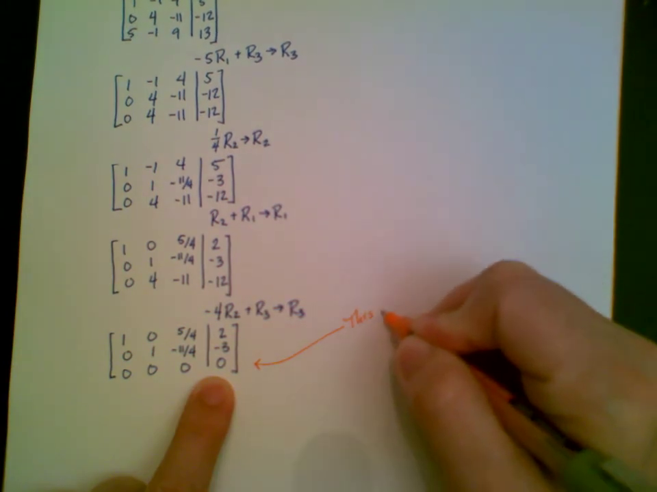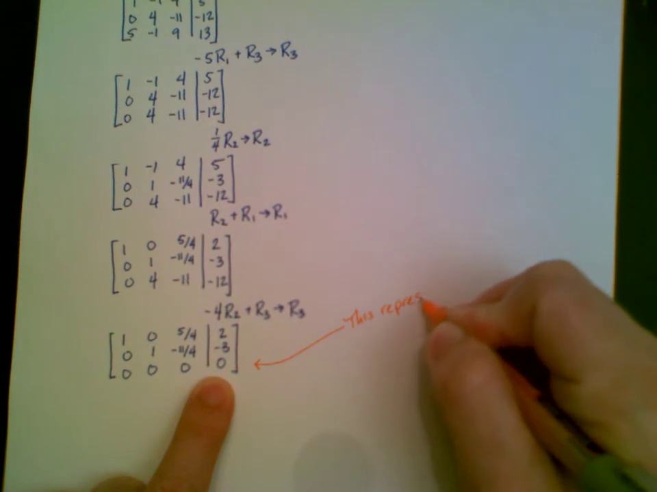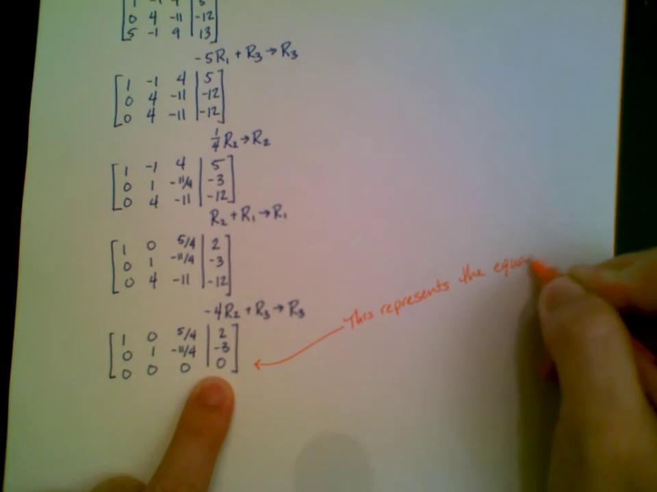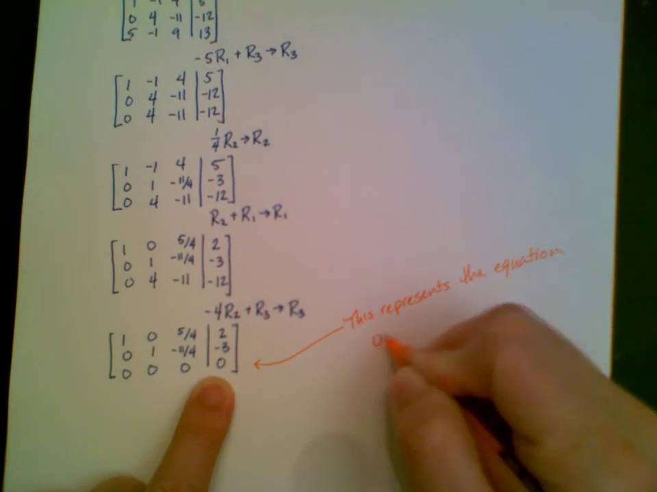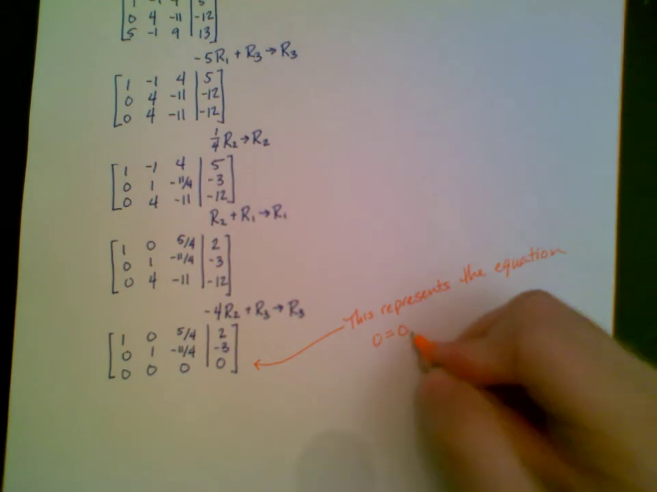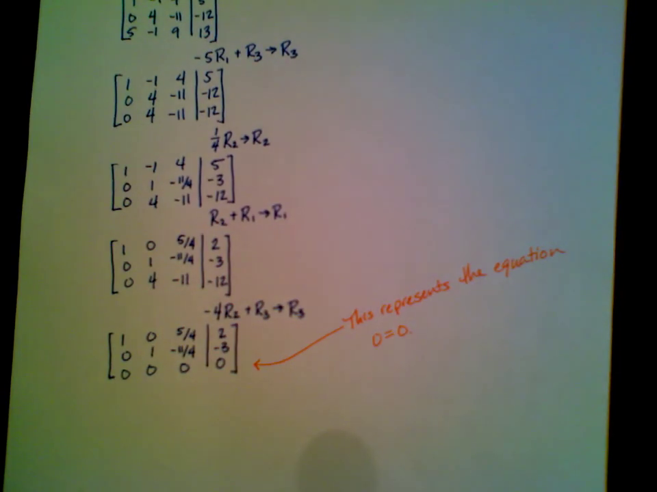This represents the equation 0 equals 0. And since I've got 0 equals 0, that's actually true. It's not a contradiction like in number 4. It doesn't give me much in the way of useful information. 0, yes, it's always equal to 0, but that doesn't tell me anything about this particular problem because that's always true.